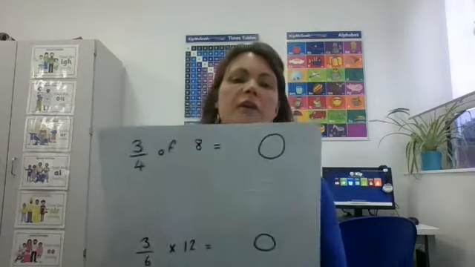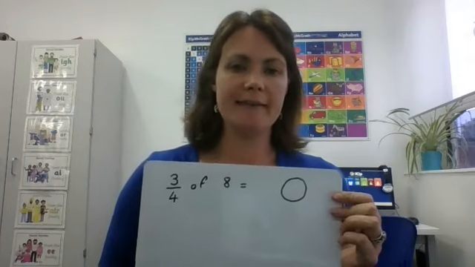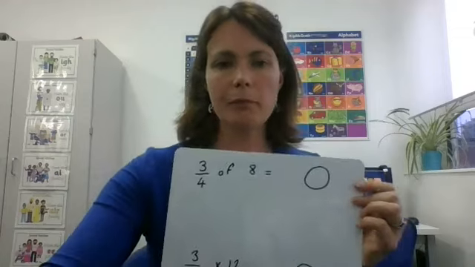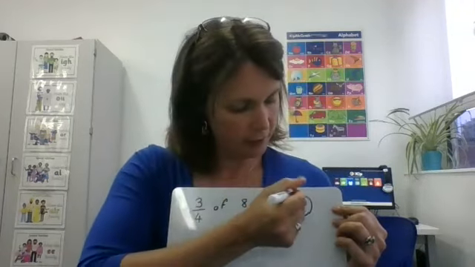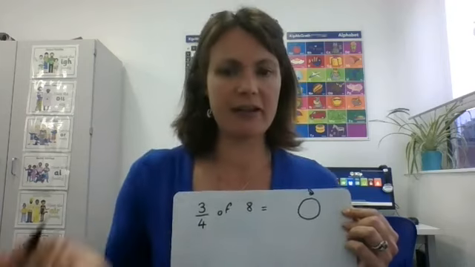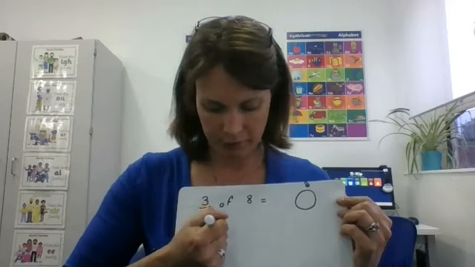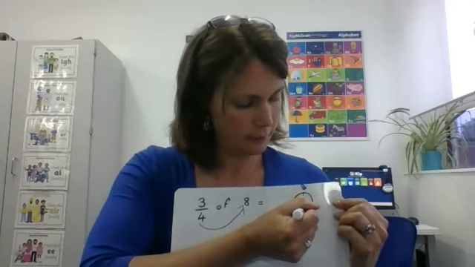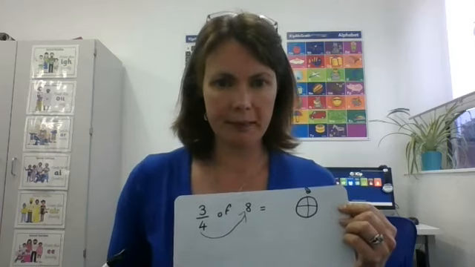Okay, so what do we mean by fraction of a number? The question is going to be something like this: 3/4 of 8. All it means is that your 8 is your whole one this time. So this whole is actually 8. And I'm going to divide it into 4 because it wants it splitting into 4 equal pieces. Like that, like that. So that's it split into 4 equal pieces.